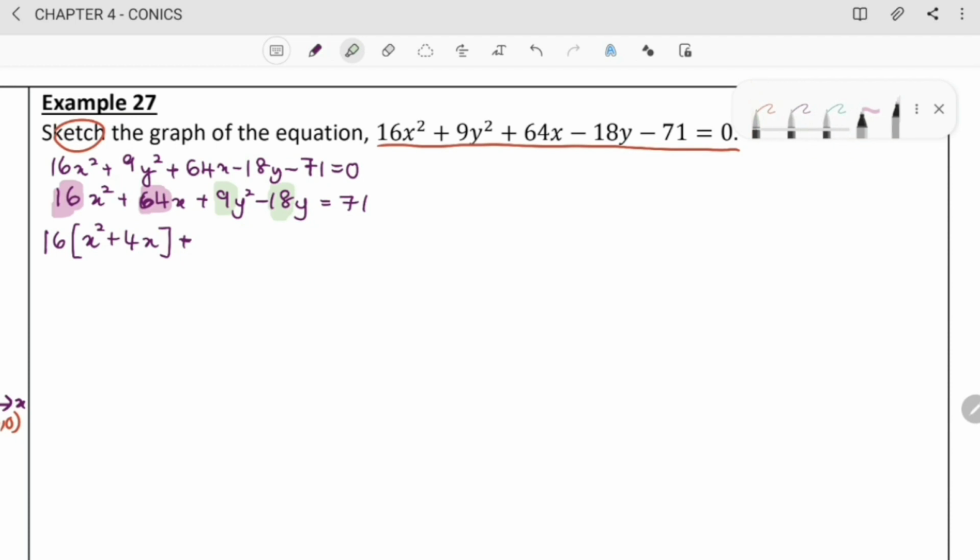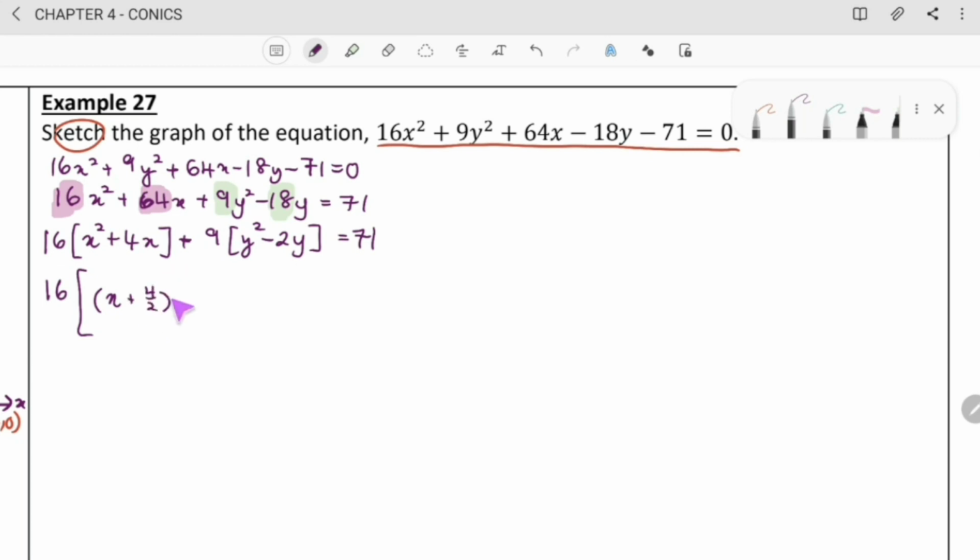Okay, so we'll have 9y squared minus 2y equal to 71. So next step we are going to complete the square, because this is the quadratic in simplest form. So 16 must be outside, and you have another big bracket which is inside. The 4 divided by 2, that's the formula of completing the square.